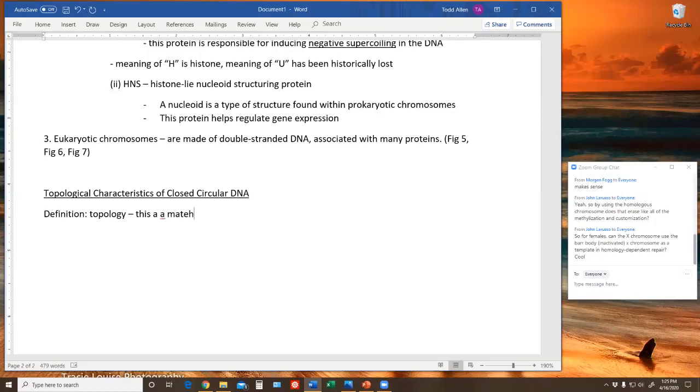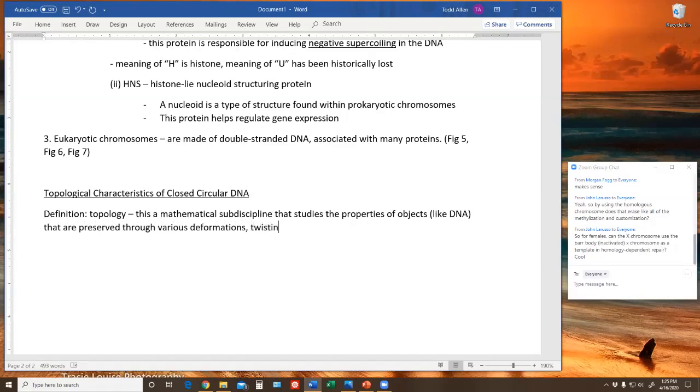This is a mathematical subdiscipline that studies the properties of objects like DNA, right? All we care about right now is DNA, but it could be the property of a Chinese yo-yo, could be the property of a piece of toilet paper that you're folding into an origami pterodactyl. Okay, you see what I'm saying here? You can take an object and fold it and manipulate it in different ways. So it studies the properties of objects like DNA that are preserved through various deformations, twistings, and stretchings of the object.